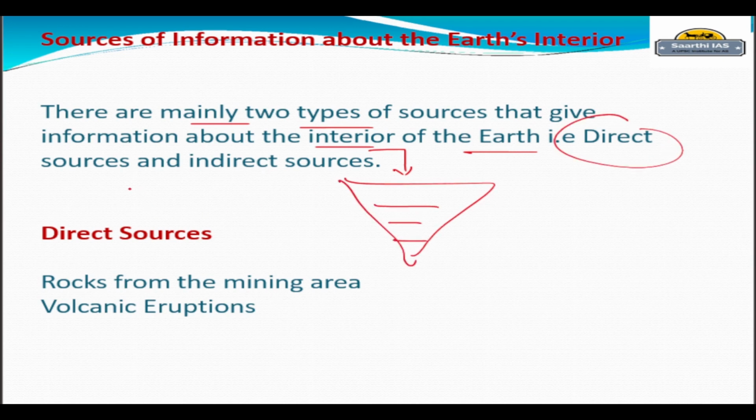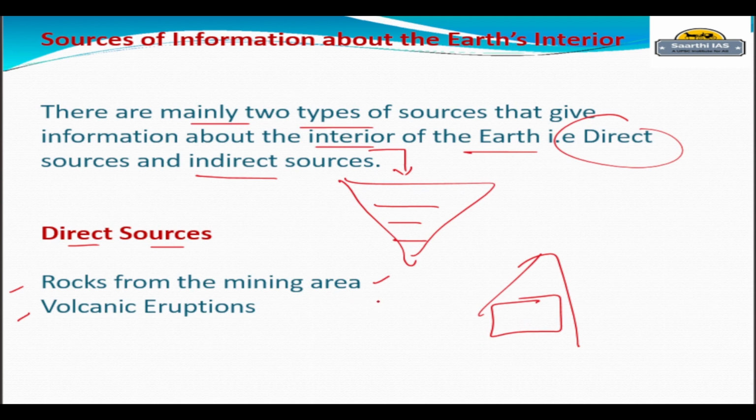One is the direct source and the other is the indirect sources. We have divided direct sources into various parts, and indirect sources also into two parts. First is the rocks from the mining area. For example, this is a mountain and we are taking a part of rock from here by mining. From this mining activity, we can get knowledge about the rocks and the rock composition there.